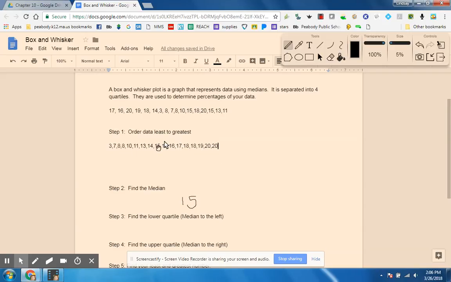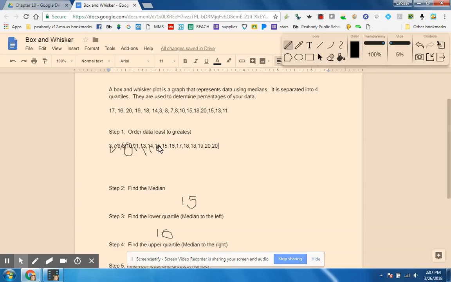Now we want to find the median to the left of that. So we go to the 15, which was our median, and we cross out 1 from the left and the right over on this side. Okay, and we get a median of 10. So our lower quartile is 10. Now we're going to find the upper quartile, which is the median to the right.